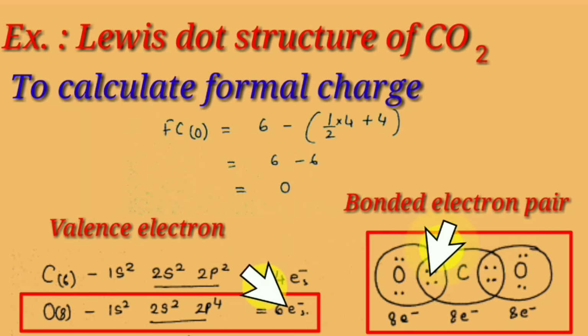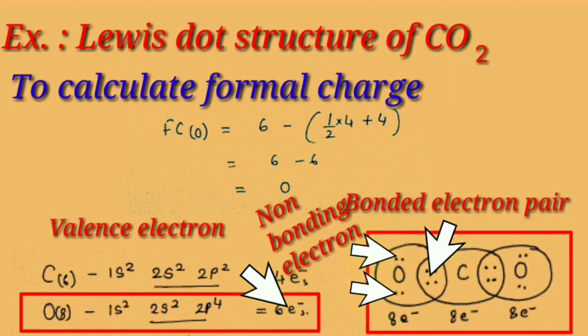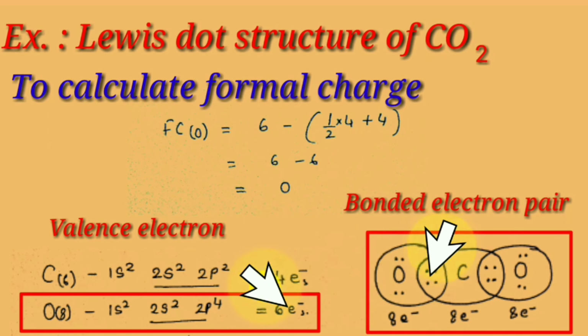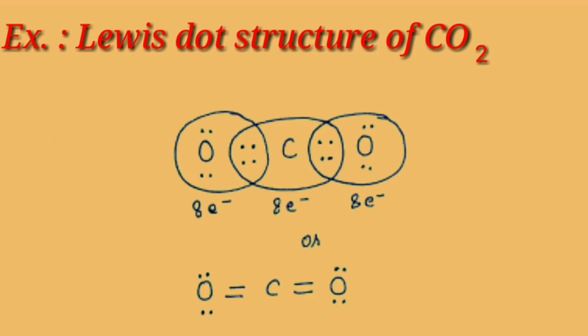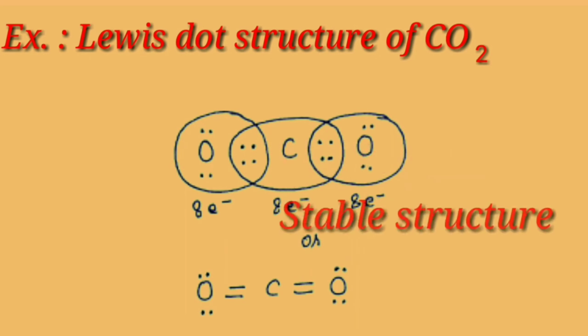On the other hand, formal charge of oxygen: number of valence electrons of oxygen is 6. So 6 minus, in bracket, 1/2 of bonding electrons, which is 4, plus non-bonding electrons, which is 4. So on substituting the values, we get 6 minus, in bracket, 1/2 of 4 plus 4, which is equal to 6 minus 6, which is equal to 0. So we can say that the structure of carbon dioxide is a stable one.